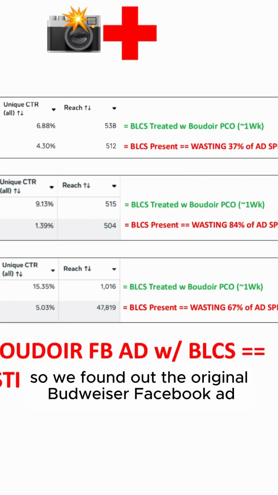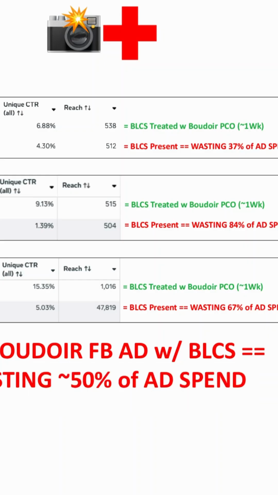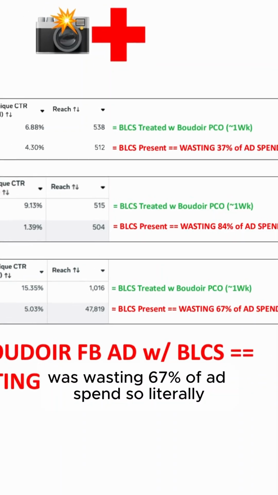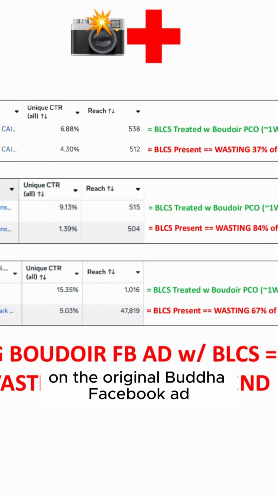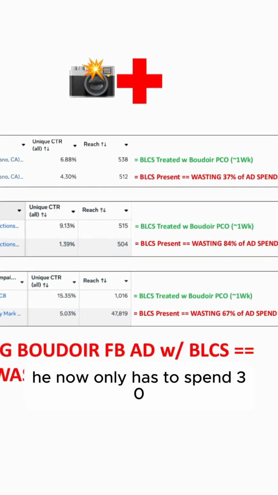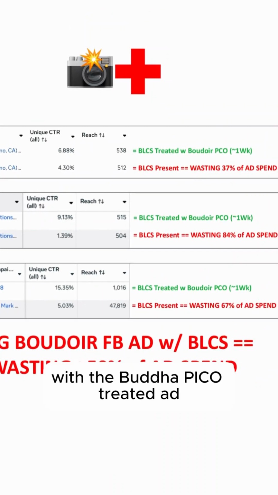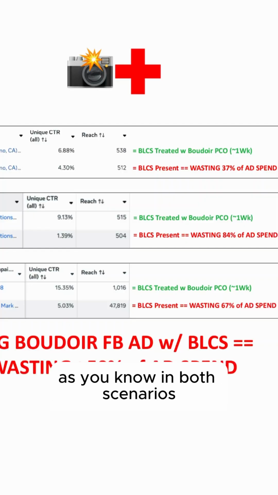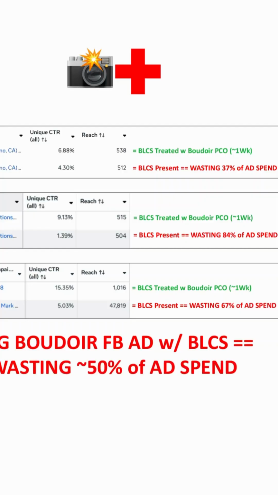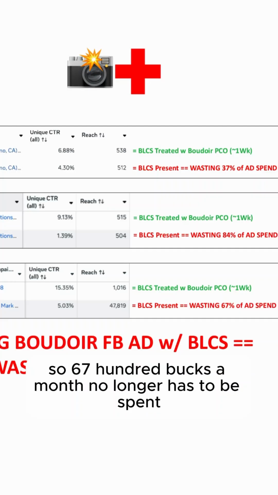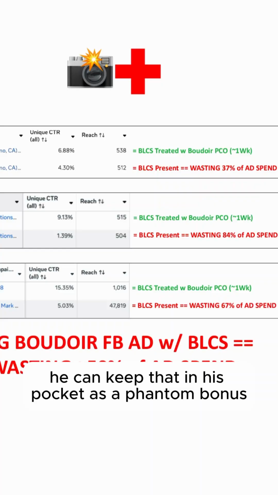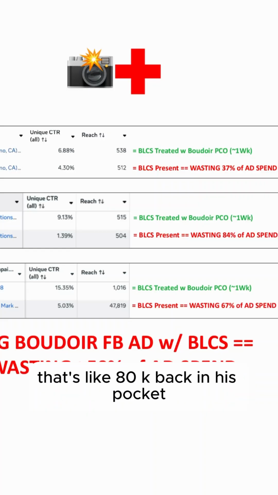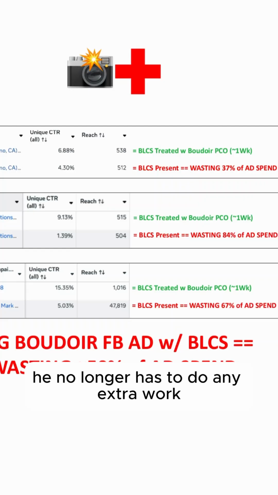So we found out the original Boudoir Facebook ad was wasting 67% of ad spend. So if he spent 10 grand a month on the original Boudoir Facebook ad, he now only has to spend $3,300 a month with the Boudoir Pico treated ad to get that ad into the same number of women's brains in both scenarios. So $6,700 a month no longer has to be spent. He can keep that in his pocket as a phantom bonus, and that's perpetual. Over the next 12 months, that's like 80K back in his pocket, and he no longer has to do any extra work.